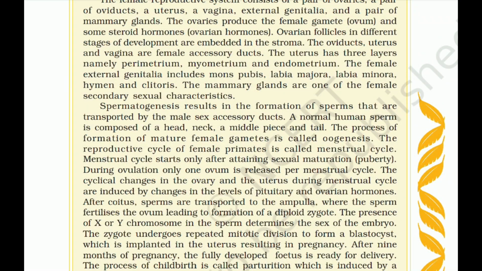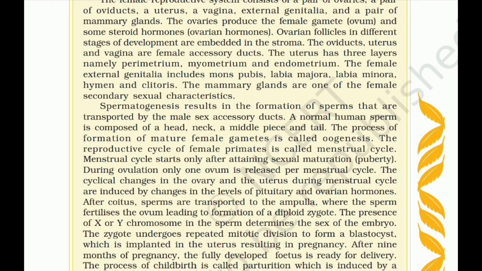Spermatogenesis results in the formation of sperms that are transported by the male sex accessory ducts. A normal human sperm is composed of a head, neck, a middle piece, and tail. The process of formation of mature female gametes is called oogenesis. The reproductive cycle of female primates is called menstrual cycle. Menstrual cycle starts only after attaining sexual maturation, puberty. During ovulation, only one ovum is released per menstrual cycle.